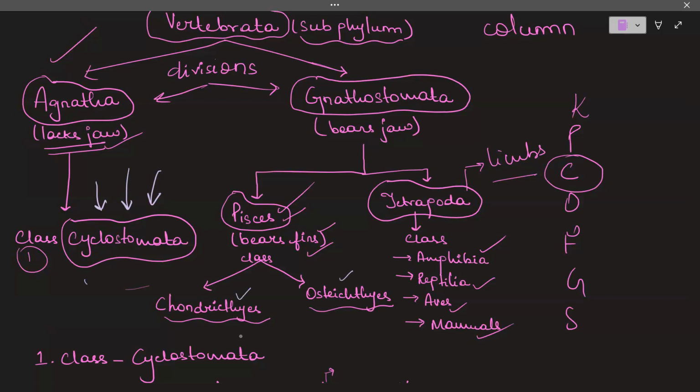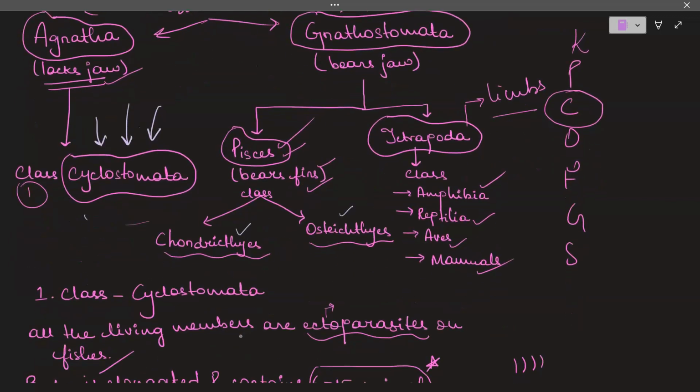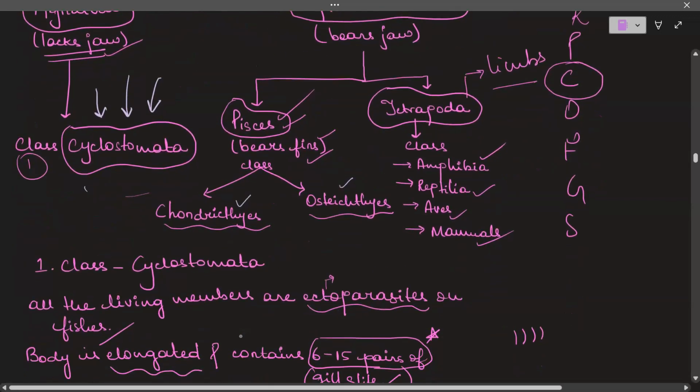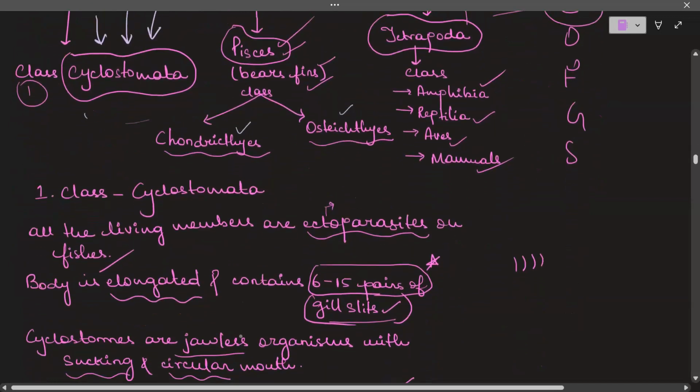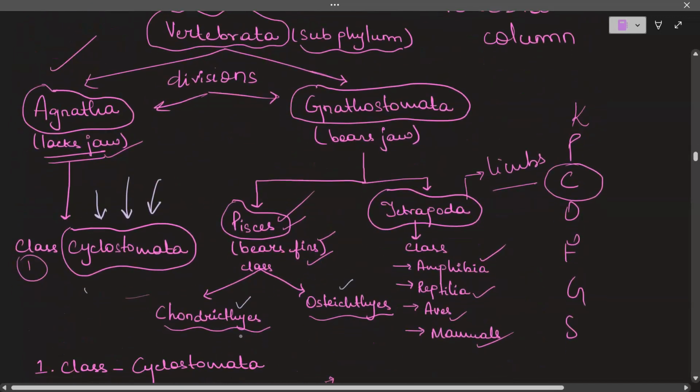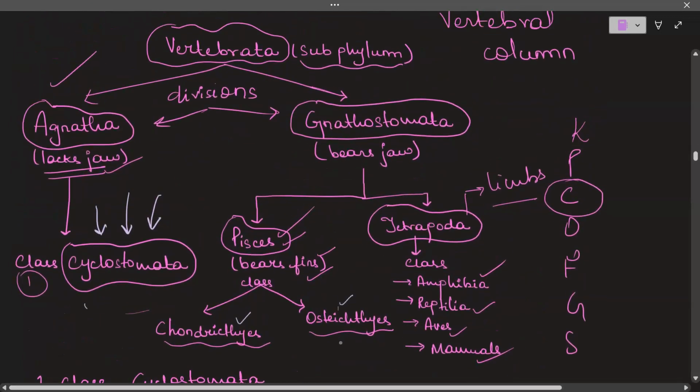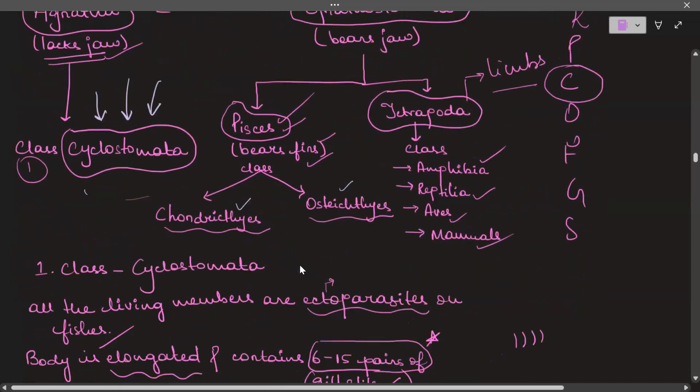Then the tetrapoda is there. Tetra means four, poda means limbs. Poda means appendage actually, and in the case of this, it is the limb only. We have amphibians, reptilians, aves, and mammals under the tetrapoda. So now this is the final chordate division, and under that it is the final vertebrate division.